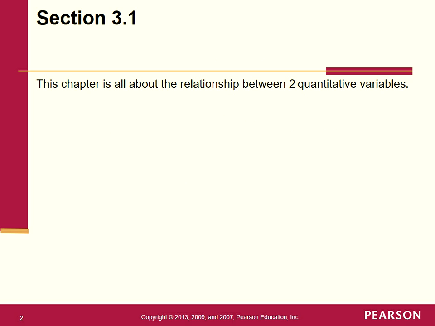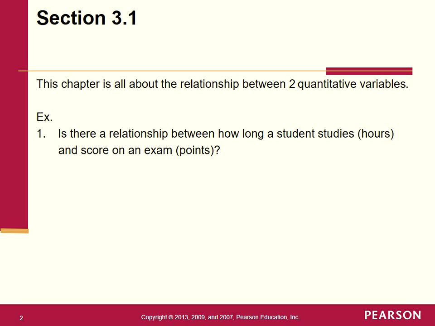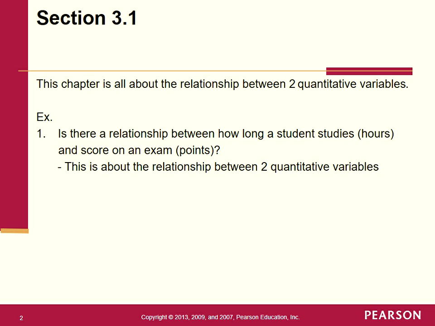So like I said, this chapter is all about the relationship, and we're just going to look at two quantitative variables to keep it simple. For an example, is there a relationship between how long a student studies, hours, and score on an exam, points? So notice these two variables are what? They're both quantitative, right?